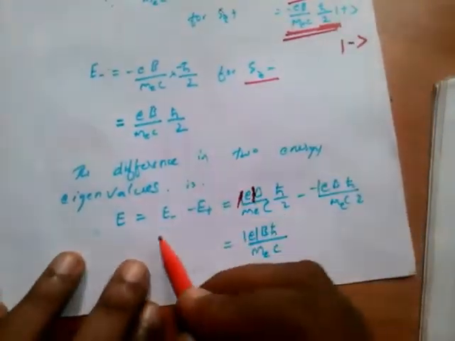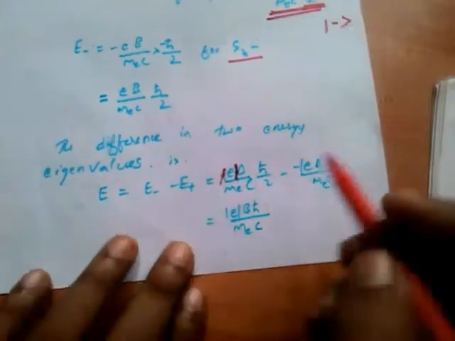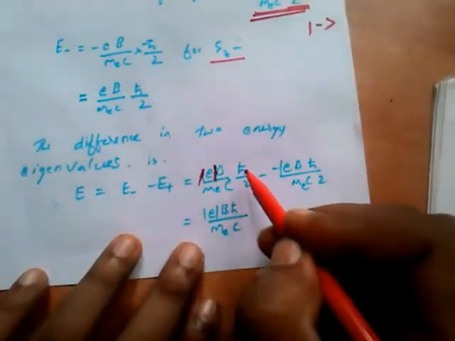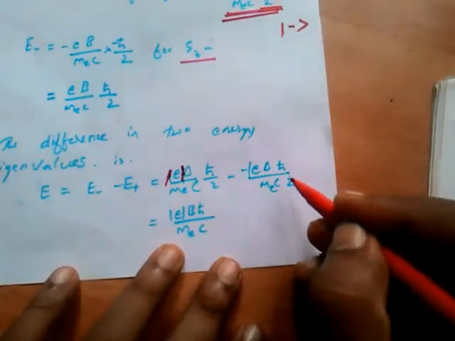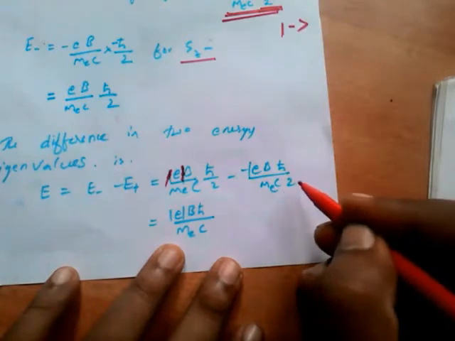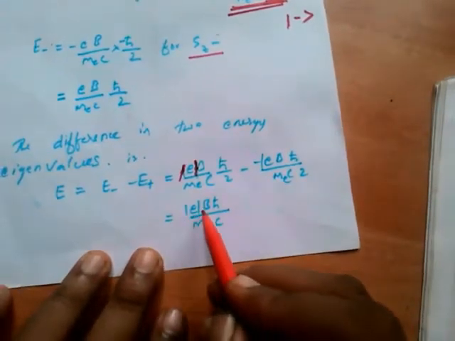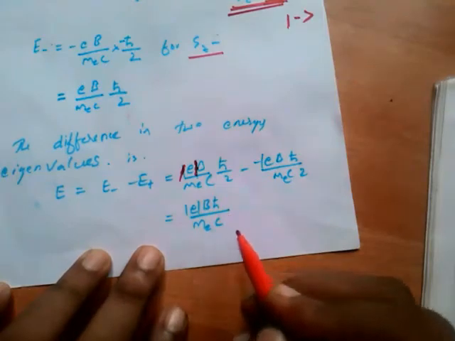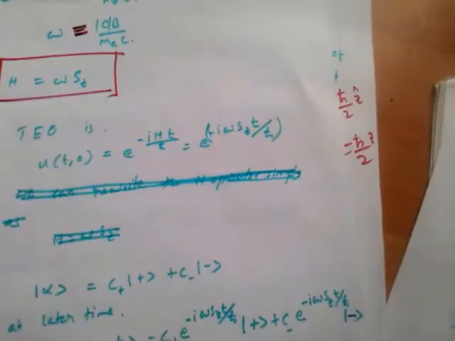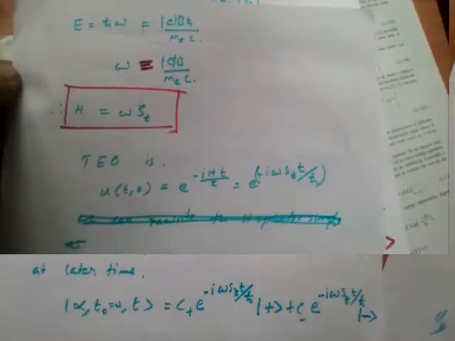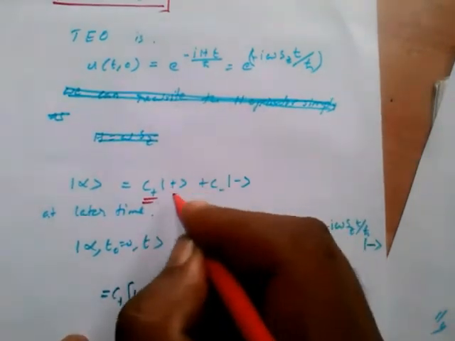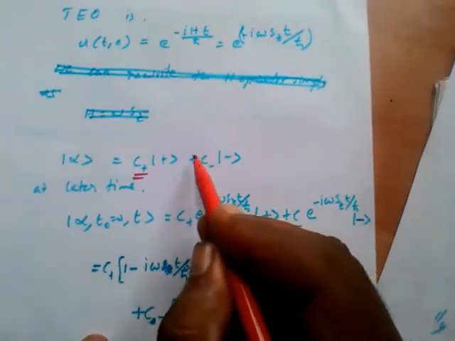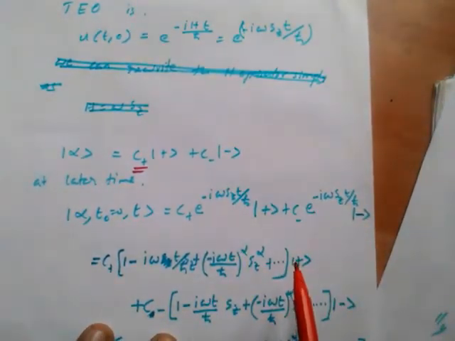Then we take the difference, ΔE equal to E minus minus E plus, that is eBħ over 2 m_e c minus minus eBħ over 2 m_e c. That is equal to eBħ over m_e c. So ħω can be rewritten as ω_z, and the time evolution operator is in the form given here. Let's expand the state alpha, that is equal to the expansion coefficient c plus S_z plus state plus c minus S_z minus state.